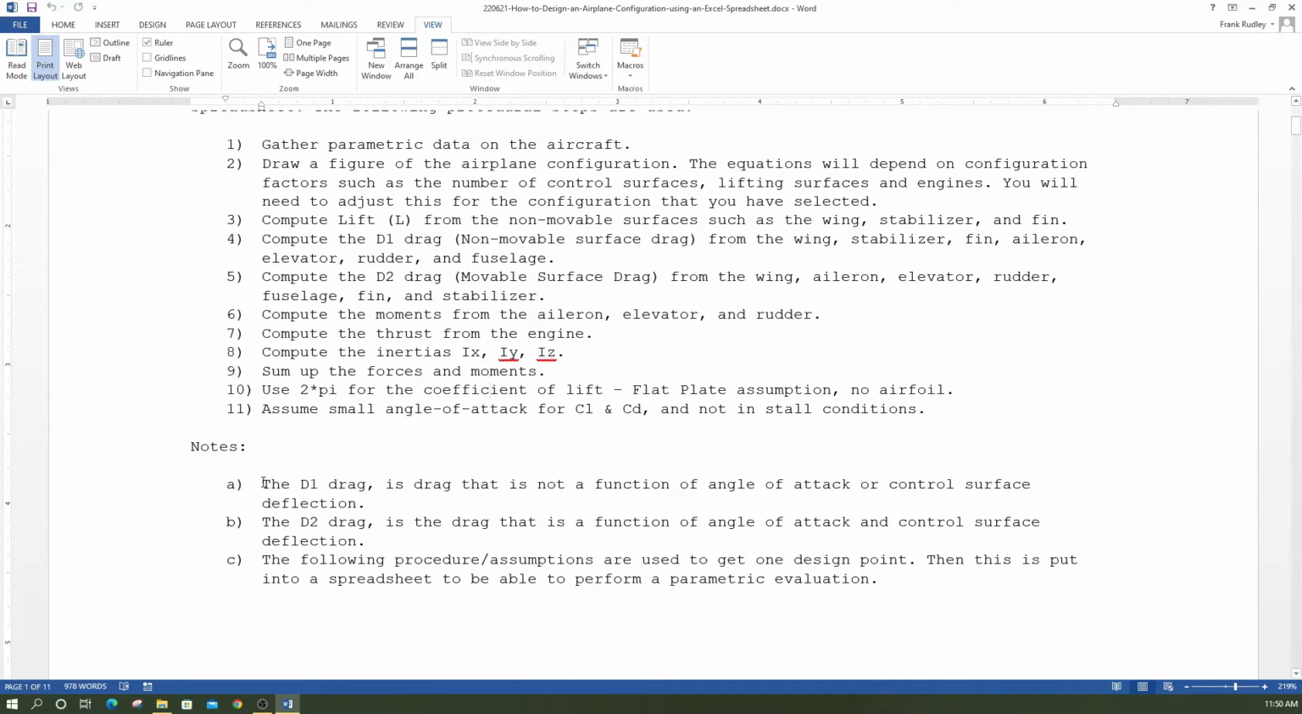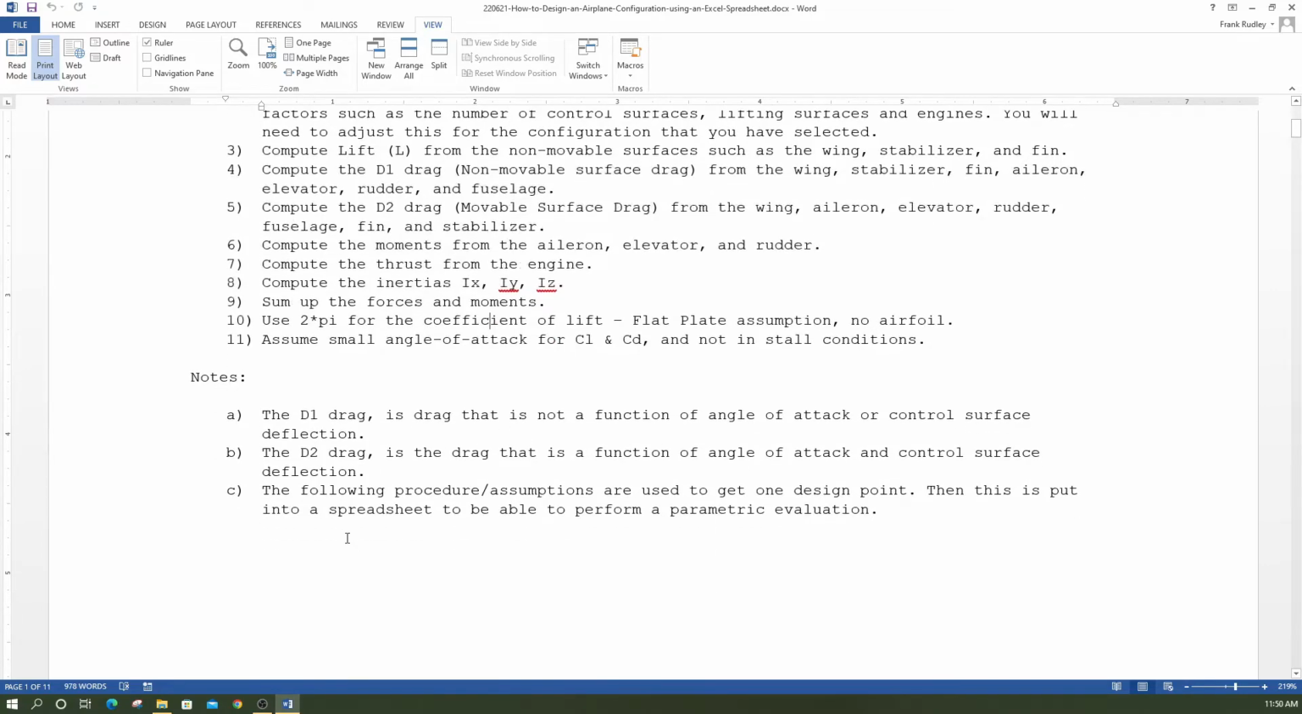So I have some notes here. The D1 drag is drag that's not a function of angle of attack or control surface deflection. And D2 drag is the drag that is a function of angle of attack and control surface deflection. So the following procedure assumptions are used to get one design point. So one thing to do is to get one design point and put that in a spreadsheet to verify your calculations. Then you could add columns of them to do a parametric evaluation. So you could take a look at the design to see if it's feasible or not.